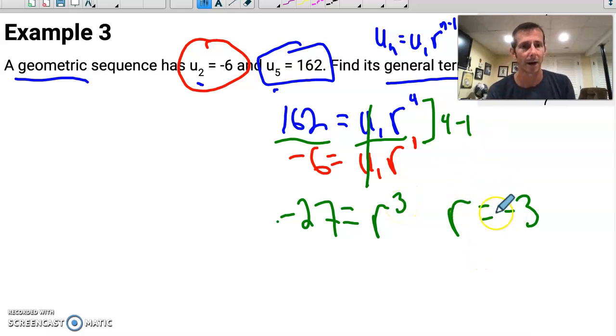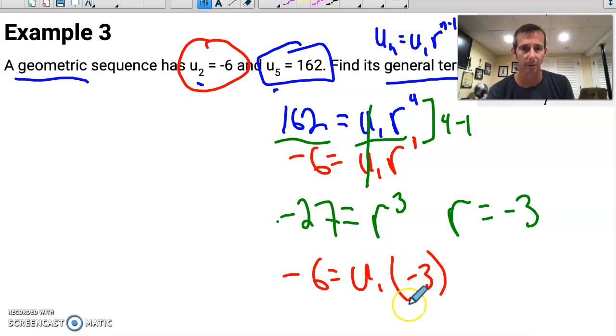Now that I know my common ratio, I can go back to either of these, the blue or the red, plug in one of my variables and find my missing one. So I'm going to go red simply because I have a smaller exponent here, but it wouldn't matter. -6 is whatever the first term is times my common ratio of -3. If I divide both sides by -3, boom, that's a 2 for u1. This means my first term I now know is 2.